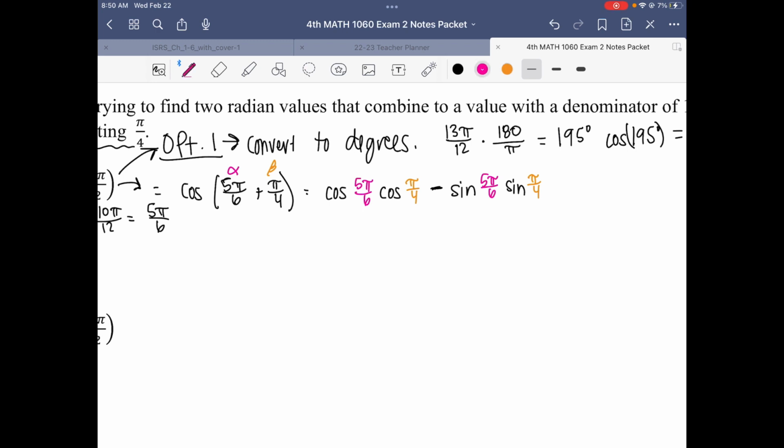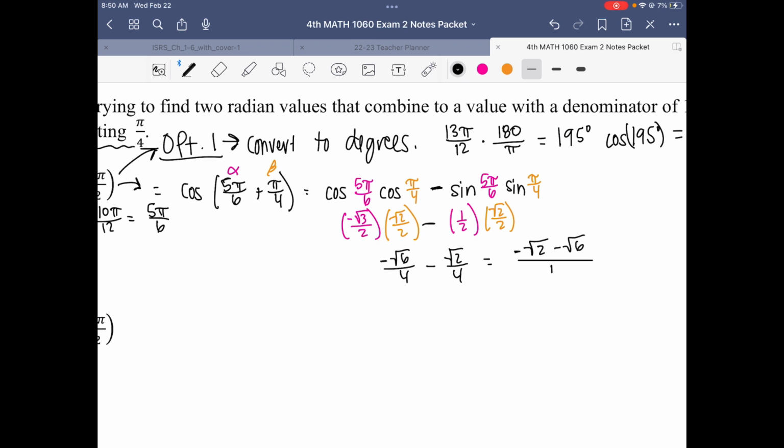We use our unit circle to get these values. So the cosine of 5 pi over 6 is the negative square root of 3 over 2. Cosine of pi fourths is root 2 over 2. Minus sine of 5 pi 6 would be 1/2. And the sine of pi fourths is root 2 over 2. So then this comes out to be negative square root of 6 over 4 minus square root of 2 over 4. So this ends up being negative square root of 2 minus square root of 6, all divided by 4.